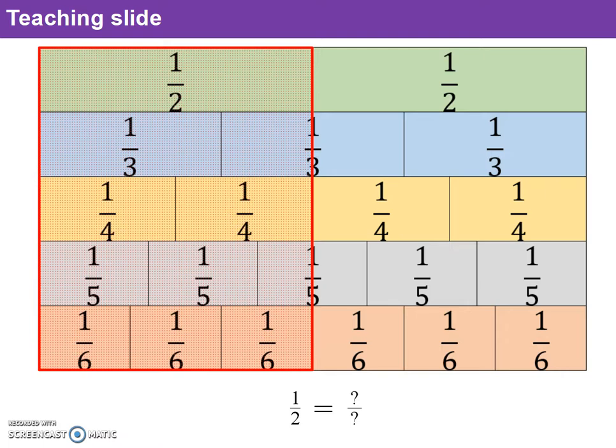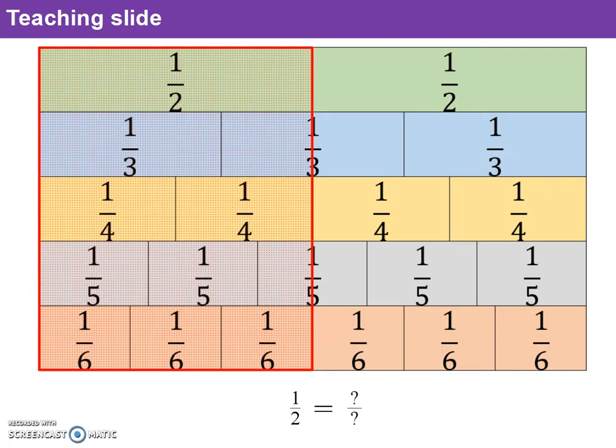If we look at our fifths, we can see that 1/5 and 2/5 are less than 1/2, but 3/5 is greater than 1/2. And if I was to look at my sixths, we can see 1/6 is less than 1/2, 2/6 is less than 1/2, but 3/6, well, that's exactly the same as 1/2.